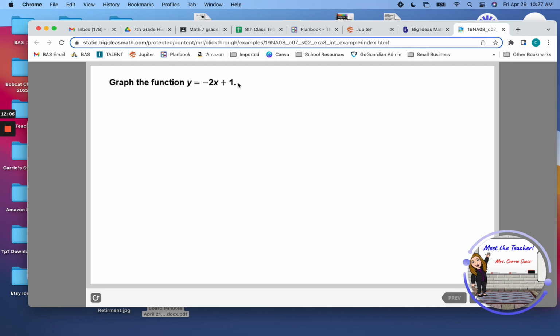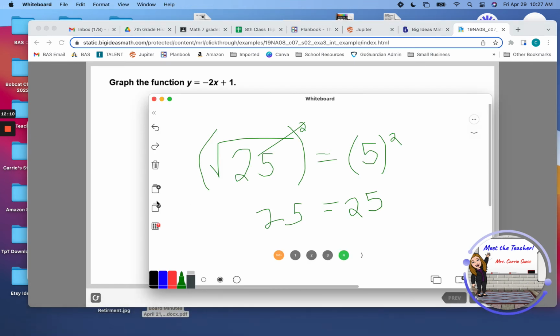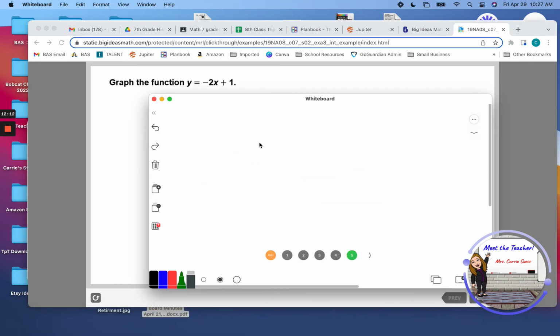Graph the function y equals negative 2x plus 1. Do you want to do the table or do you want to just graph it? So if I have my graph, what is my y-intercept? 1. So I go up to 1 and I put a dot.